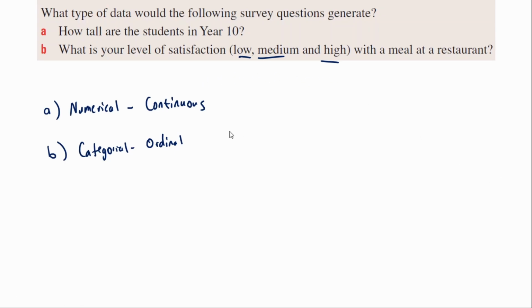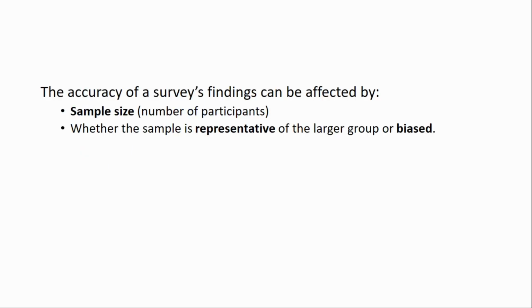All right, so there are our first two goals done for today. Let's have a go at our next one. And this has a bit more to do with sampling. So the accuracy of a survey's findings can be affected by two things, which is sample size, which is the number of participants, or whether the sample is representative of the larger group, or if it's biased. And we're going to focus more on that second point today.